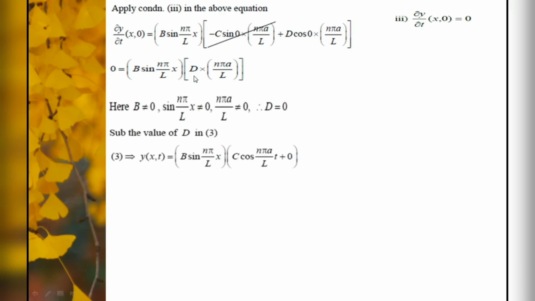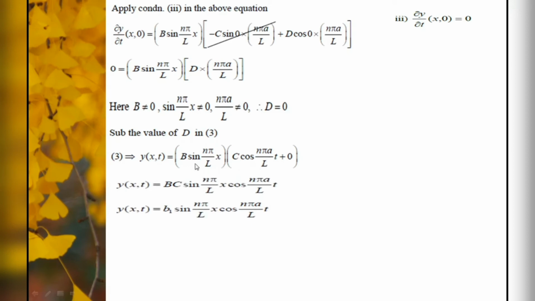See here, we have to decide which term is giving the value as 0. Now b cannot be 0, it is already finalized, and nothing is said about x, so this term cannot be equal to 0. n is a constant, π is a constant, a is a constant, and L is nothing but the length of the string, and therefore the only option here is d equal to 0. So now we substitute d equal to 0 in equation 3. Therefore we get y(x, t) equal to b into sin(nπx/L) into c cos(nπat/L).